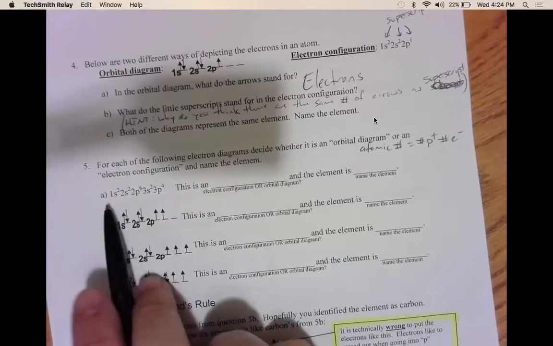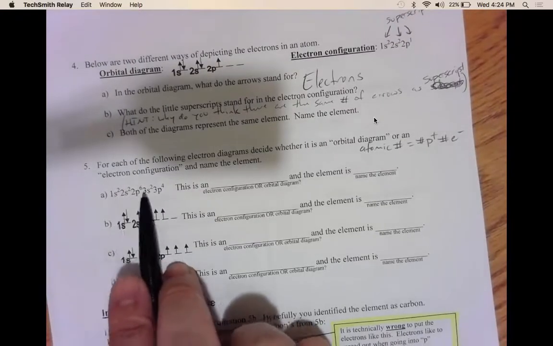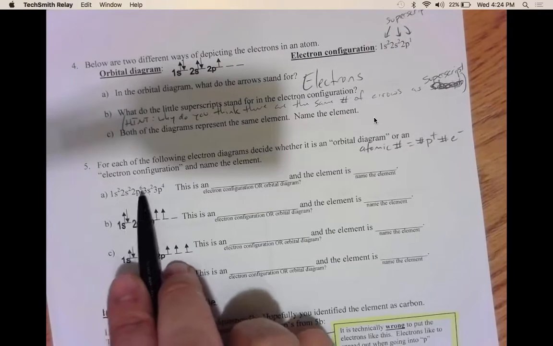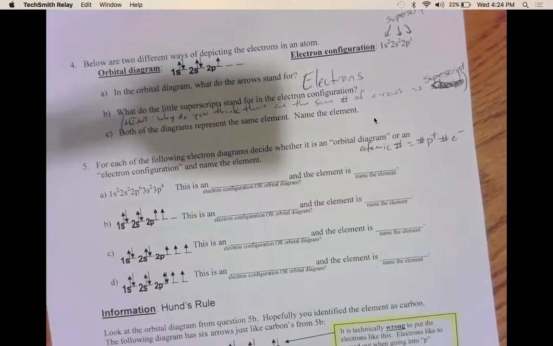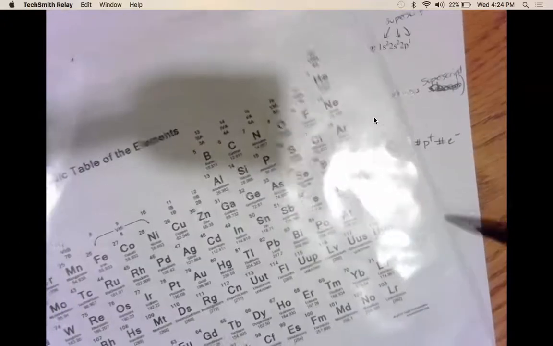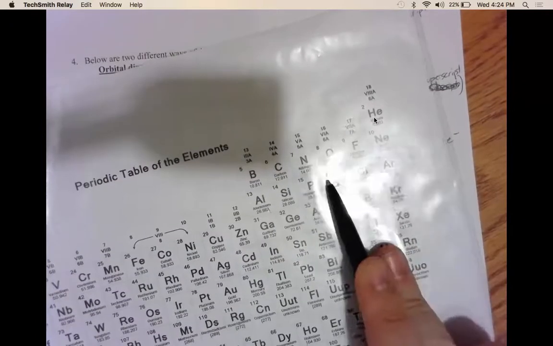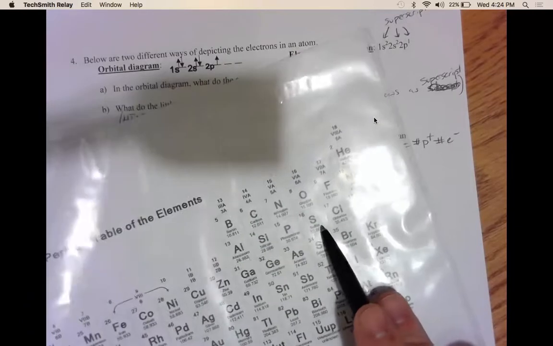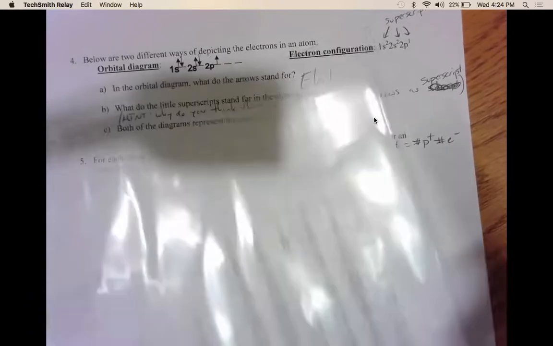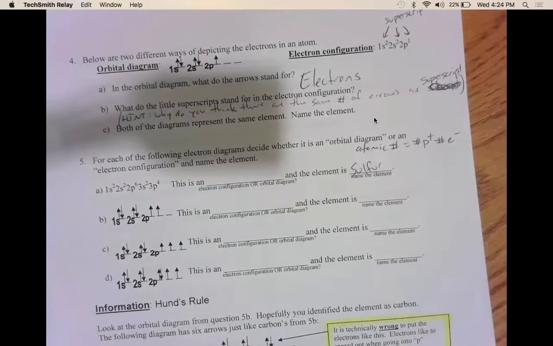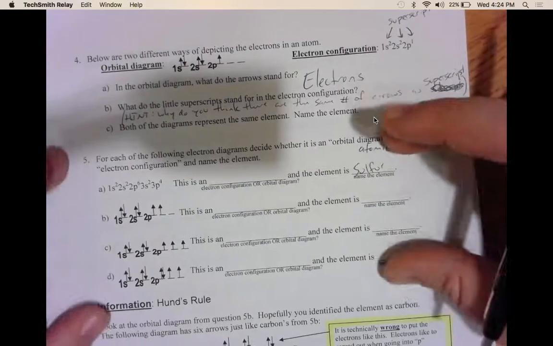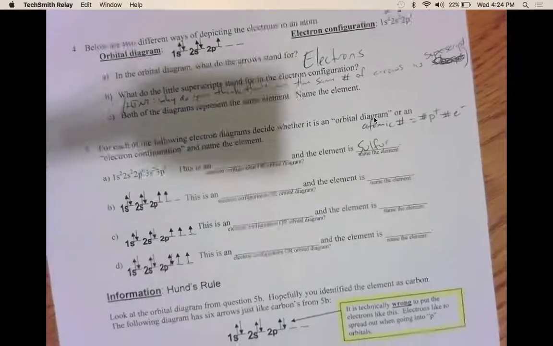So if we were going to name the first one, we can add up all of the electrons. So 2 plus 2 plus 6 plus 2 plus 4, that's 16. So then you'd come over, which element has an atomic number of 16? Oh, it's right in the glare. Right there, my pen's pointing to it, sulfur. So work on the rest, 5A through D.